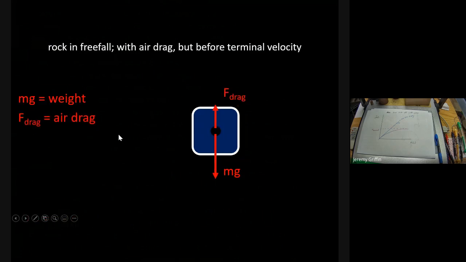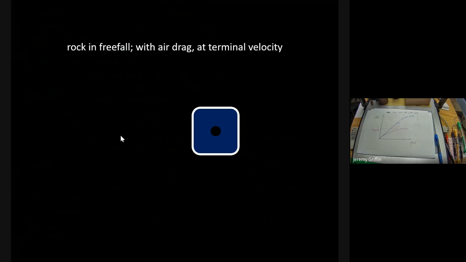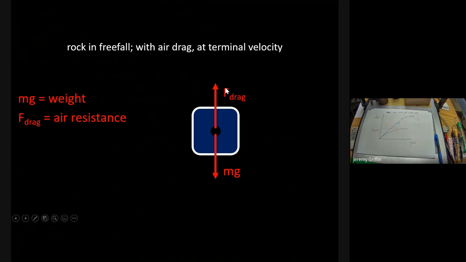Okay, so before terminal velocity, it looks like that. Next slide. What if there is air drag and it's gone all the way up to terminal velocity? At that point, the forces are balanced, and now isn't that rock done speeding up? So it's done speeding up and just goes at constant velocity all the way down. So it is in equilibrium. Looking at that free body diagram, let's say you know what those forces were. Can you know what the speed is? Not just from the forces.